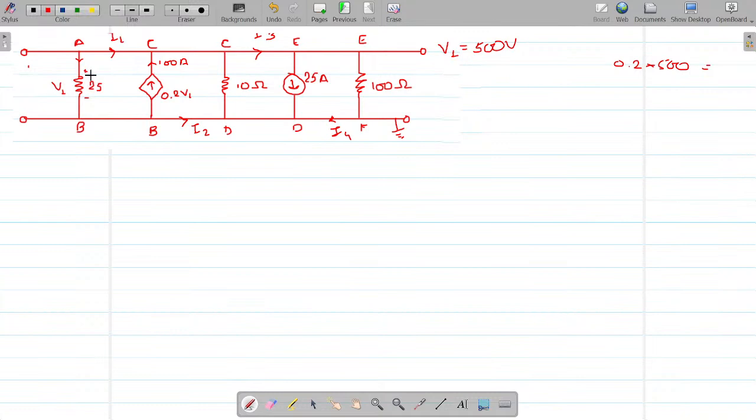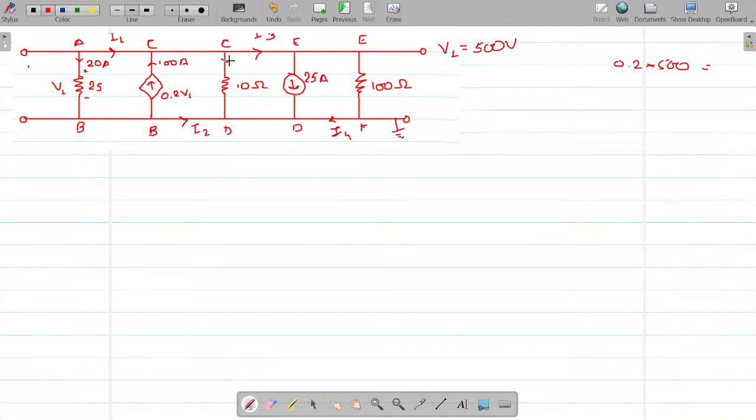500 divided by 25. So this is what? 20 amperes. Right? Now tell me, this is again... Let us just for now calculate the currents in each branch.